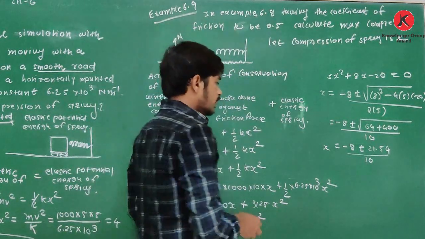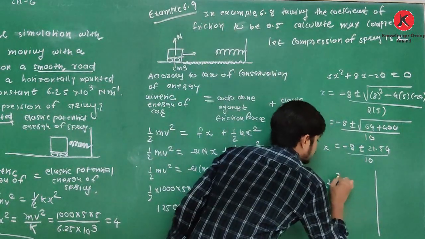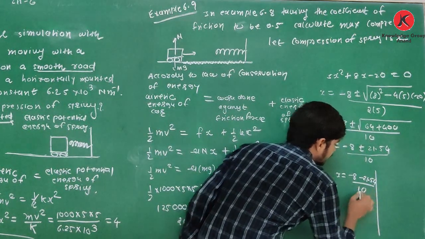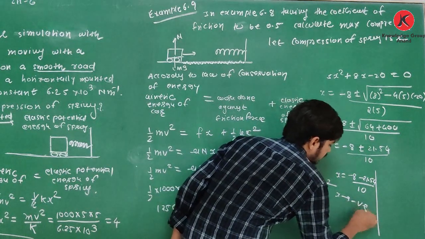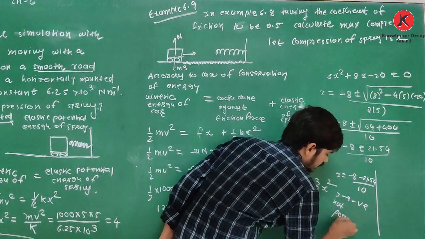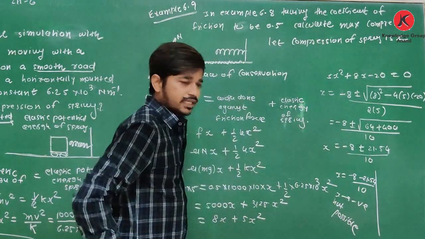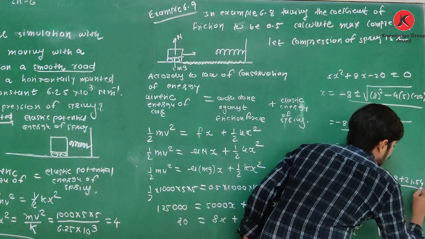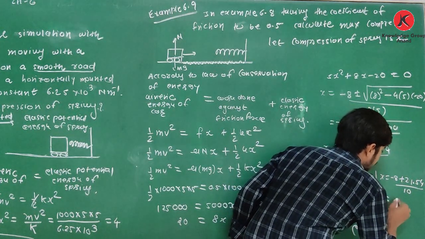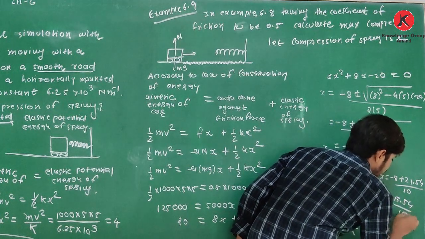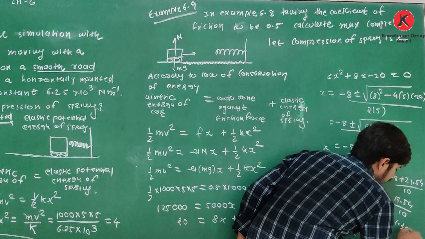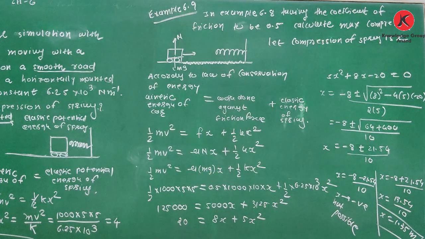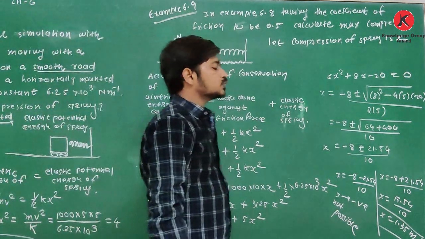Any doubt? Now we can take two values. First, x is equal to minus 8 minus 21.54 divided by 10, but here x will be negative and it is not possible. So here we will take this value: x is equal to minus 8 plus 21.54 divided by 10. So x is equal to 13.54 divided by 10, so x is equal to 1.35. Clear about this?